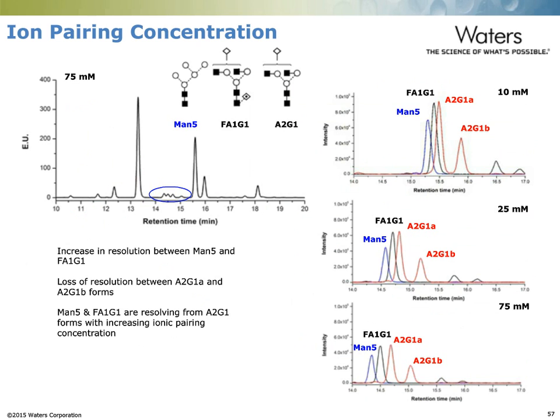And that's highlighted here where we see monitoring three different structures, the mannose, MAN5, FA1G1, and the A2G1 species at 10, 25, and 75 millimolar, where we see an improvement in resolution as we go to a higher ion pairing strength, while all of the components are eluting from the column slightly earlier. So the ion pairing concentration can play a role certainly in improving the resolution of your separation.